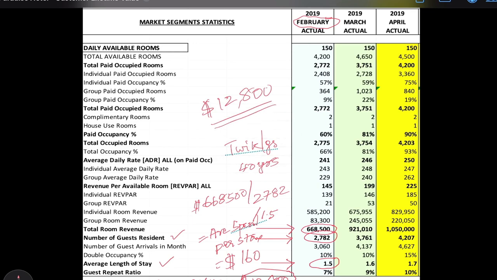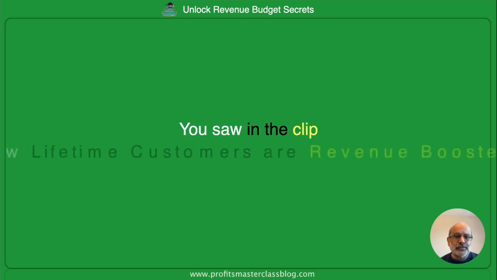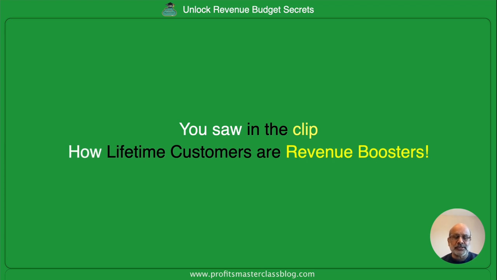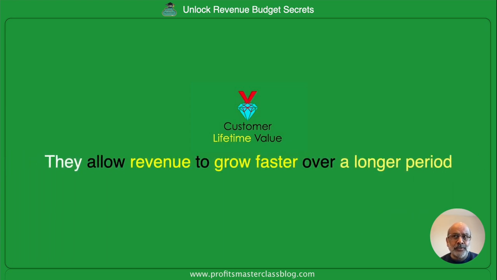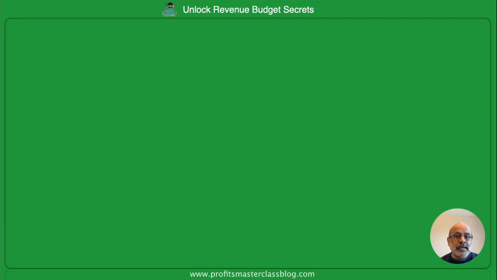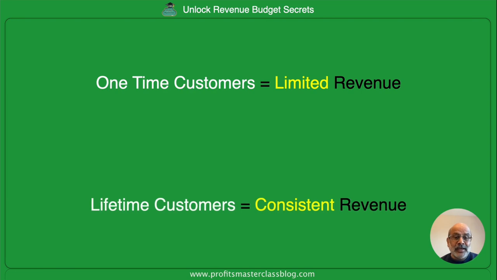You could also take it as the loyalty factor going forward in order to sustain the revenue of your hotel business. You saw in the clip how lifetime customers are revenue boosters. As a summary, you could say they allow revenue to grow faster and over a longer period. That's sustainable revenue. So you could say one time customers produce only limited revenue, while lifetime customers produce consistent revenue.